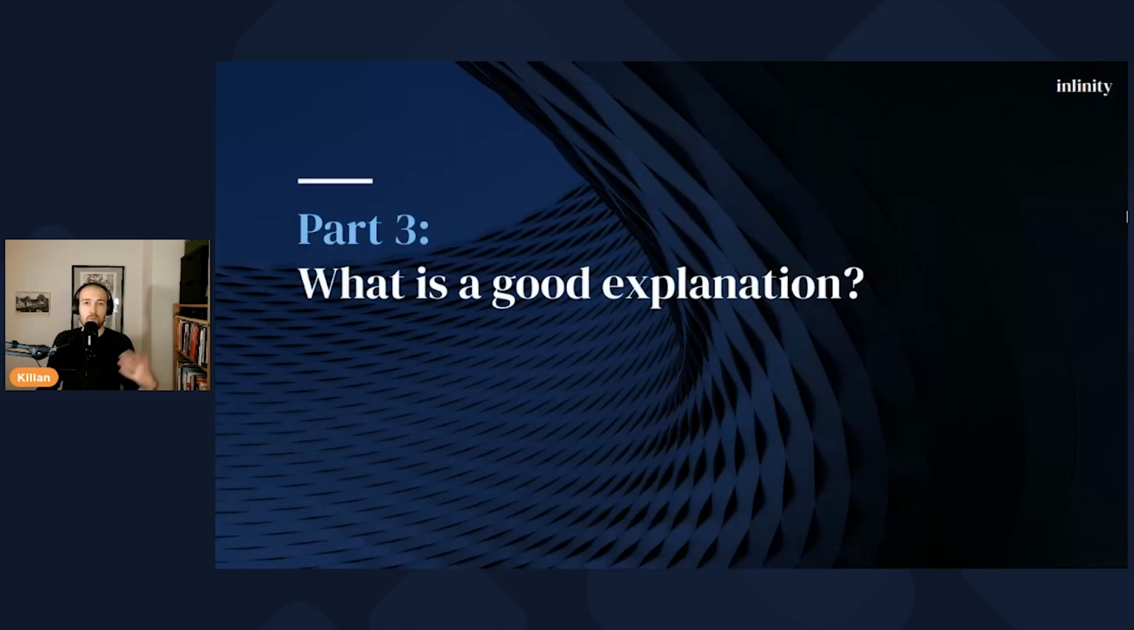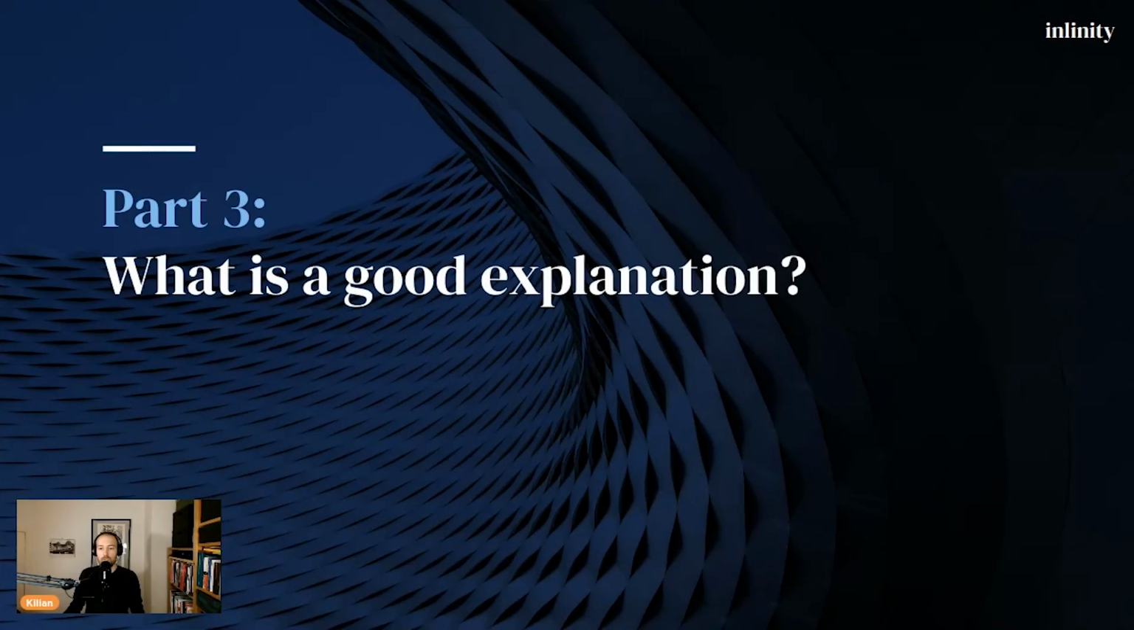And so, moving on into part 3, we've discovered that we have an understanding of what an explanation is, what explaining is about. And let's look at what's actually a good explanation, right? So we want to produce something which works as an explanation, which people will accept.